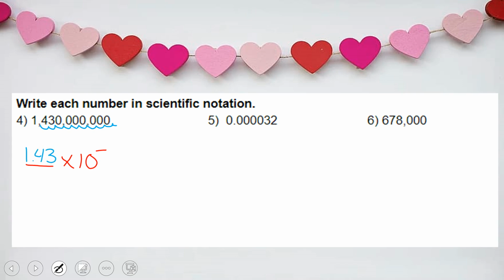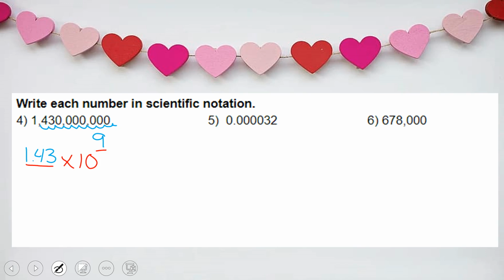So I would have 1.43 times 10 to, and the power of 10 will be how many places you had to move your decimal. In this case, from where it began at the end of the number to where we moved it in between the 1 and the 4, it has moved 9 places. We know that 9 is positive as well because my standard form number is a very large number. And I'm only going to be able to turn a 1.43 into a very large number if I multiply it by a base 10 with a positive exponent.